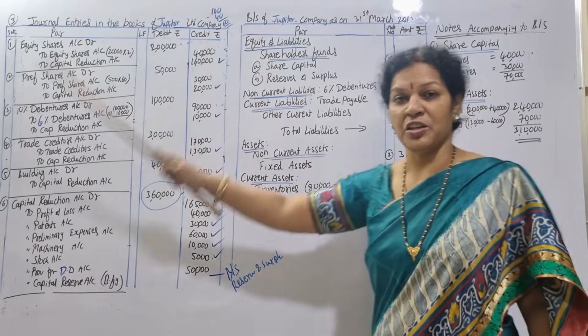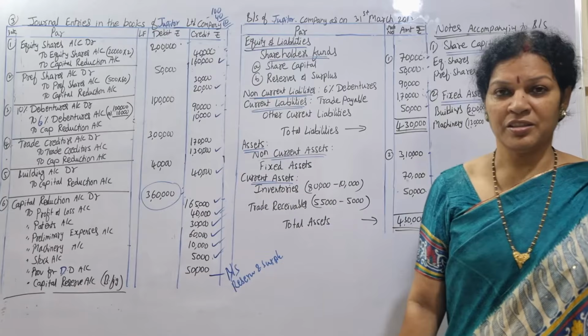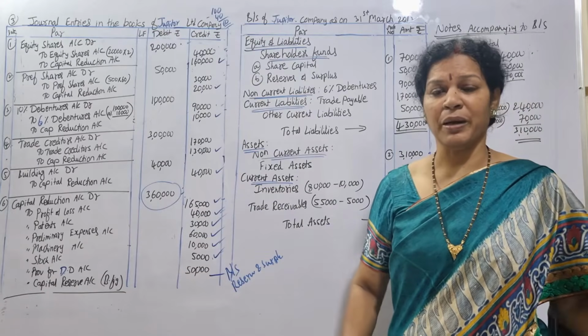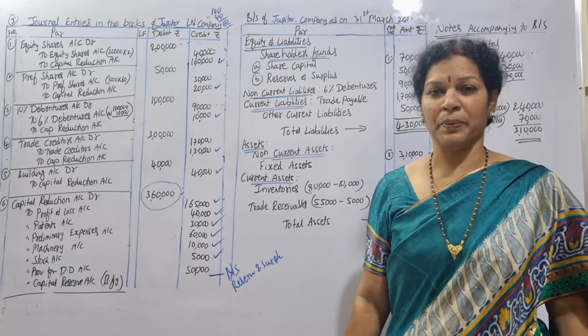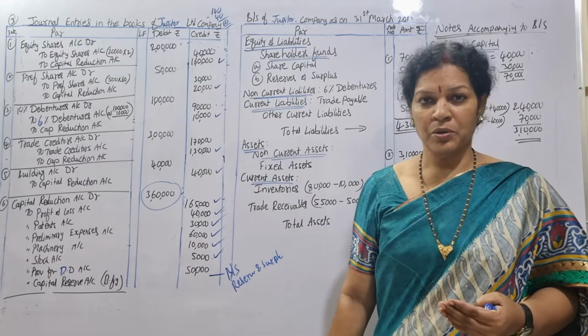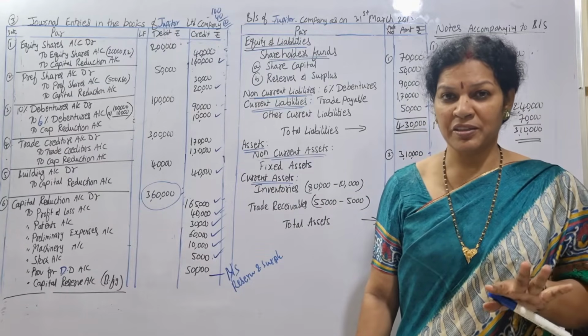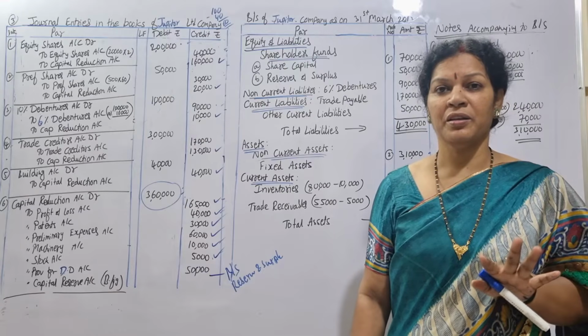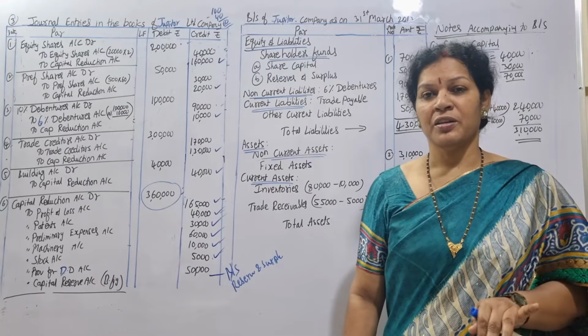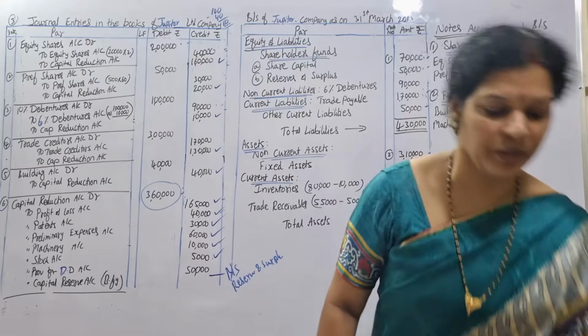Am I clear about these journal entries? Yes. If journal entries are clear, balance sheet is very easy to prepare. Now, as I told you, in company accounts we used to prepare the balance sheet in vertical format. In the same fashion, you have to prepare the balance sheet in vertical format. So already I have drawn this.